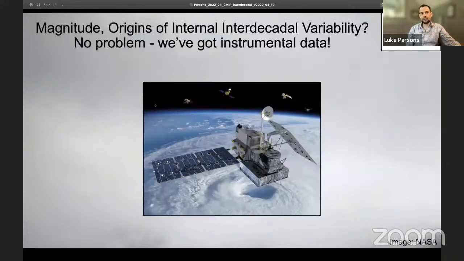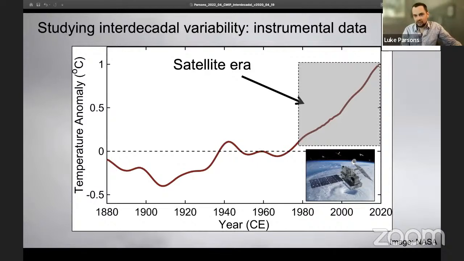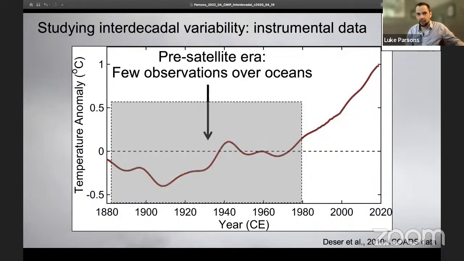And if we're going to study the magnitude and origins of internal climate variability, you might think, no problem, we've got instrumental data. Let's turn to these great satellites. Well, first, I've highlighted here in this gray box, this is our satellite era of the last 40 years, going back to about 1979 or 1980. There aren't really any data before that. If we go back to the pre-satellite era, we have relatively few observations, particularly over isolated continental areas or over oceans.